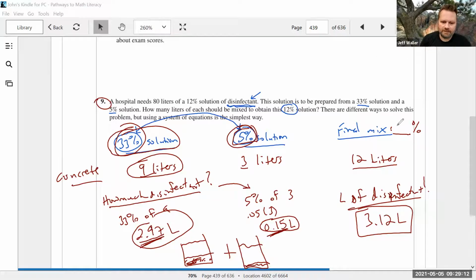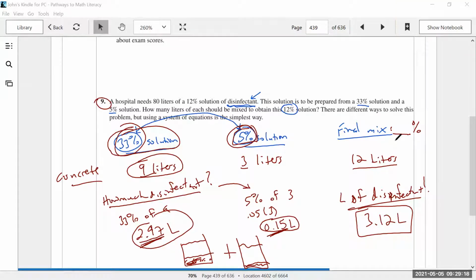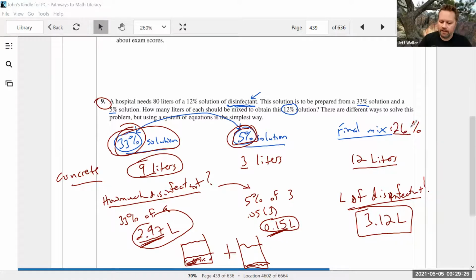Ooh, I like this. This comes out really nice. I wish I could take credit for this beautiful answer. 3.12 out of 12 is 0.26. So 26%, yes? Yes. All right, now let's talk. So here's the math. A 33% solution plus a little 5% solution made it go down to a 26% solution, yes?